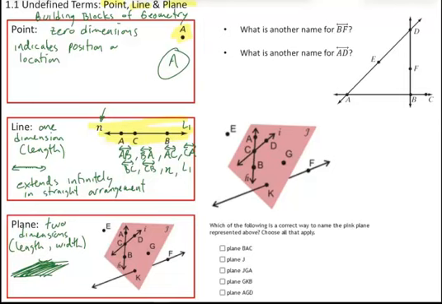So whenever you see a plane, it's probably just going to look like the face of a box. But it does extend infinitely. So it'll be infinitely in each of these directions here. So it's a flat surface, and once again, it extends infinitely.